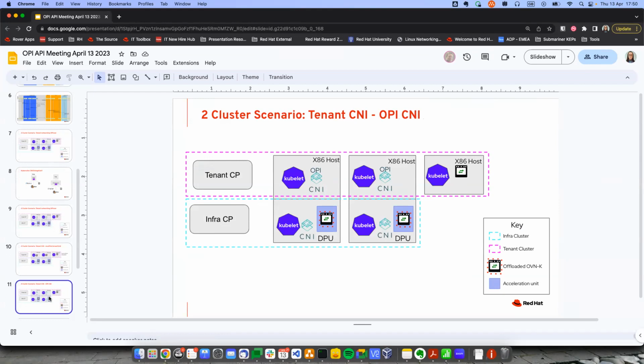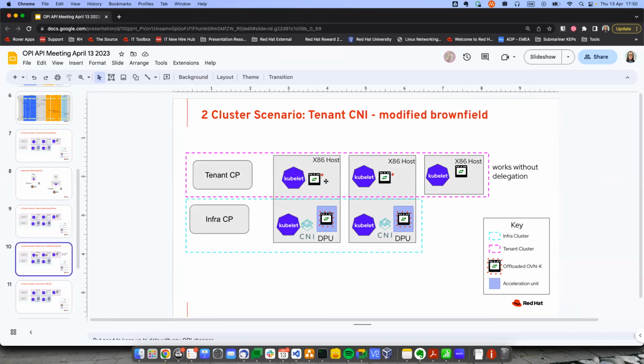Now, I did draw up a couple of different scenarios. You could potentially have OVN also running on the host side, but modified or extended with some library functions that OPI produces to allow it to do the plumbing it needs to do on the host side. This wouldn't require any kind of CNI delegation, but each time there's updates to that library, updates to OVN will have to happen. So that creates a level of dependency.